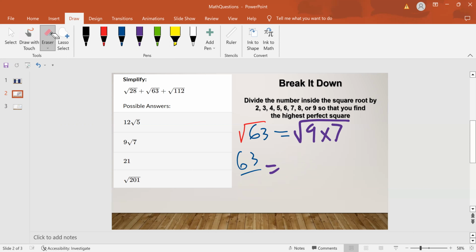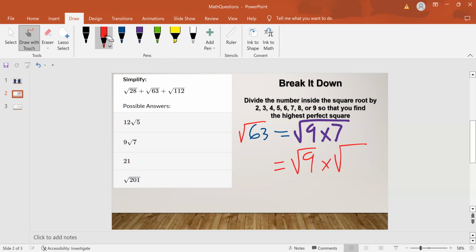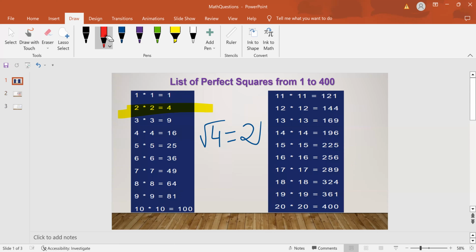Remember, after you have the two numbers, now you can separate them. So you have square root of 9 multiplied by square root of 7. Square root of 9 gives you a regular 3. So you have a regular 3 multiplied by square root of 7. Remember again, 9 is a perfect square because 9 came from 3 multiplied by 3. So square root of 9 gives you a regular 3.